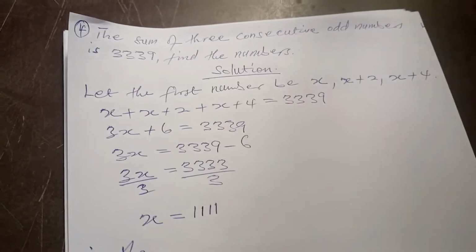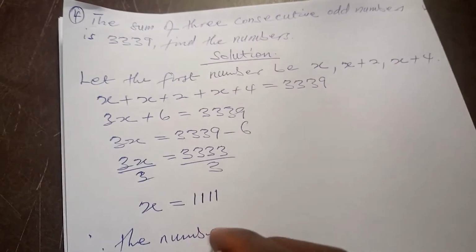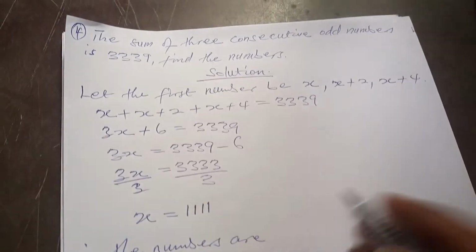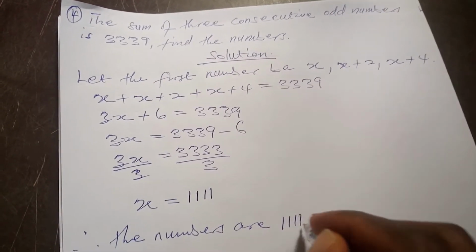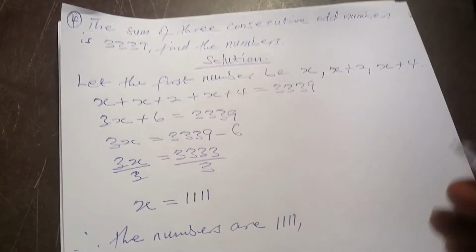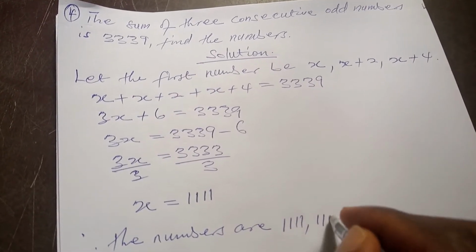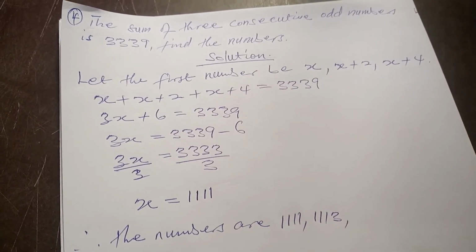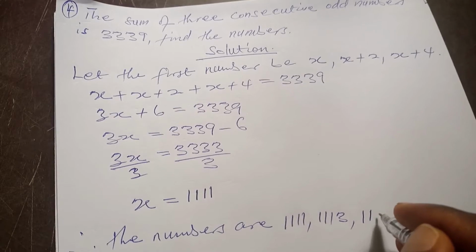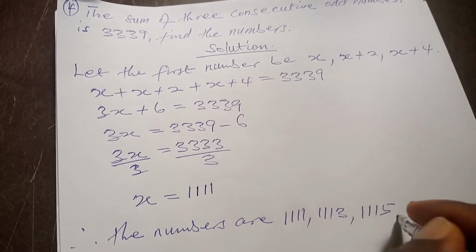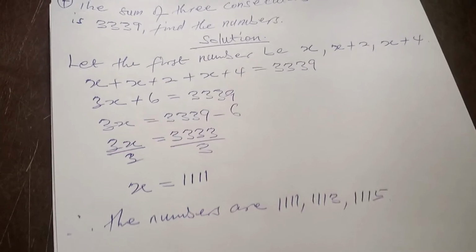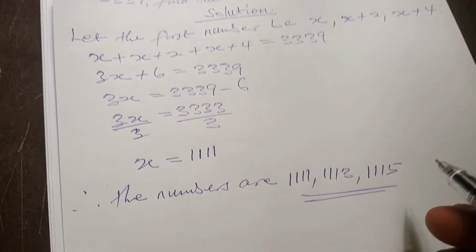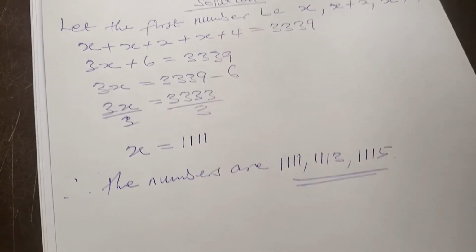Therefore, the numbers are, the first one, which is x here, will be 1,111. And 1,111 plus 2 will be 1,113. Then 1,111 plus 4, 1,115. So these are our 3 numbers we are looking for. We take another example.